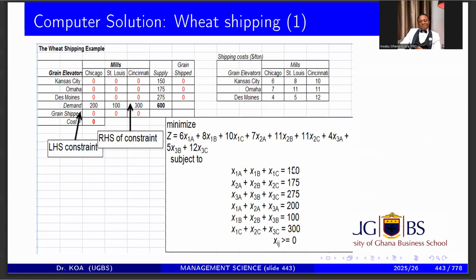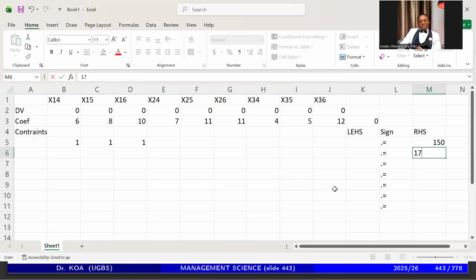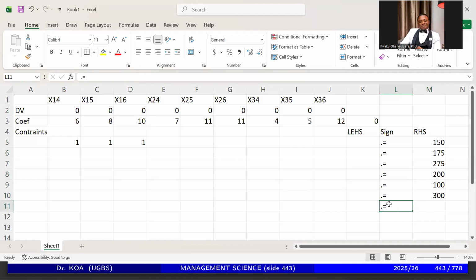And let's write the right-hand side for the other ones. 175, 275. So you do 175 here, you do 275 here. 200. The next one is 200. Then 100 and 300. So that means that we don't need this last one here.